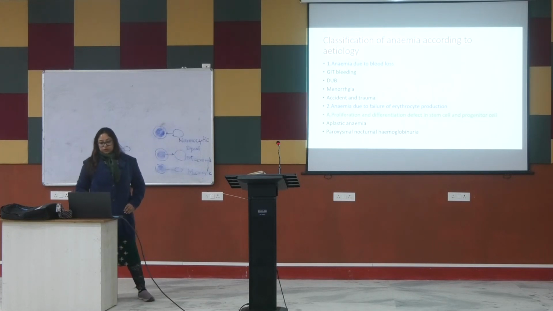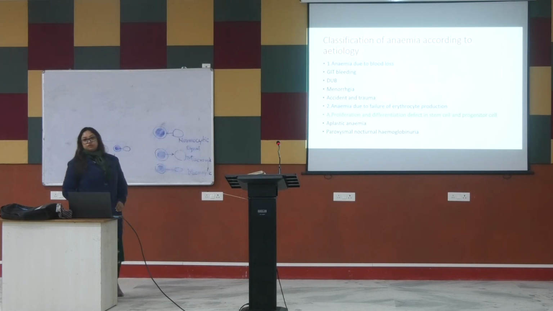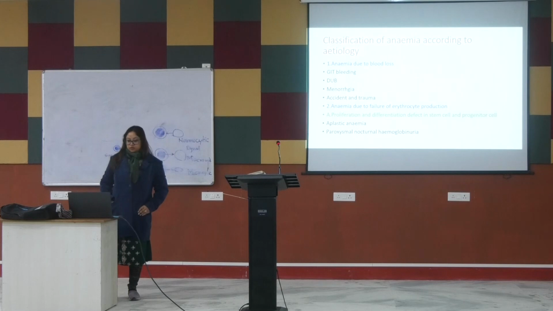Number one, anemia due to blood loss. Causes are GIT, that is GI tract bleeding, DUB, dysfunctional uterine bleeding. Number three, menorrhagia. And number four, accident and trauma.